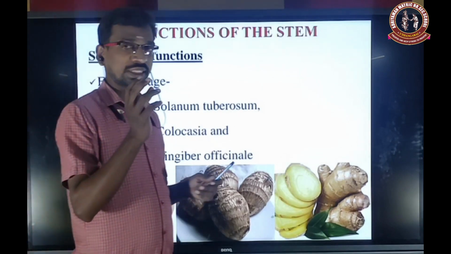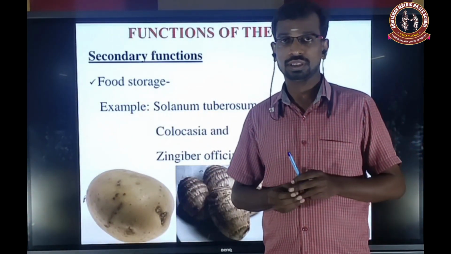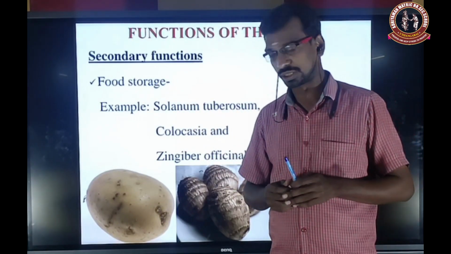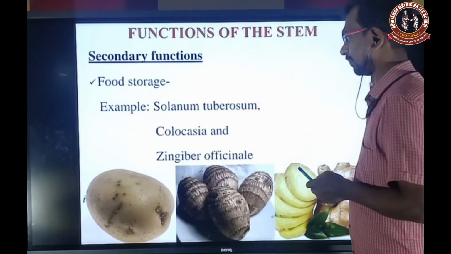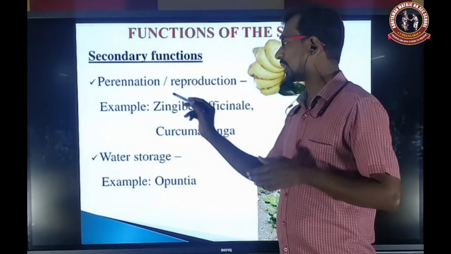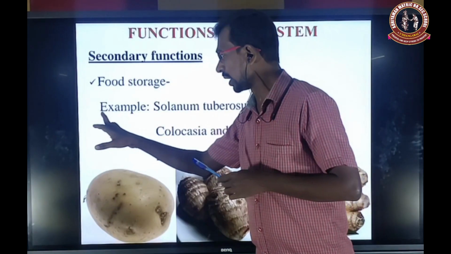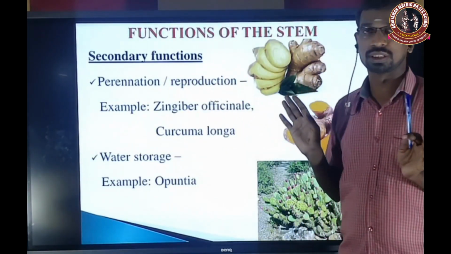Okay, so here it is also a means for vegetative propagation. The stem stores food, and that is a means for vegetative propagation. So these all act as vegetative propagating agents. Another secondary function is perennation or reproduction, as I already told you. The storage organs all consist of perennation or reproduction.